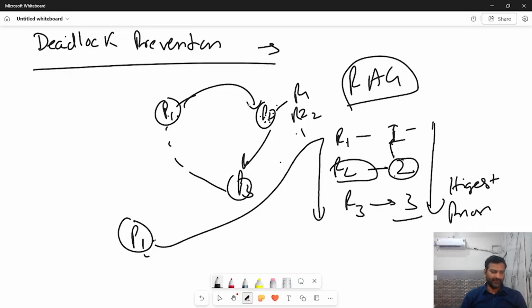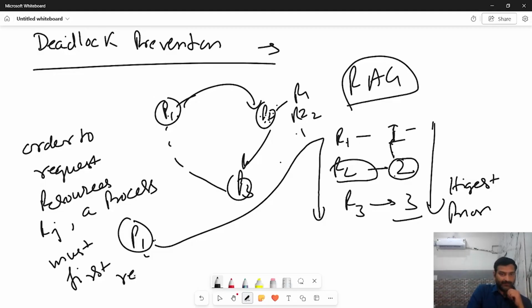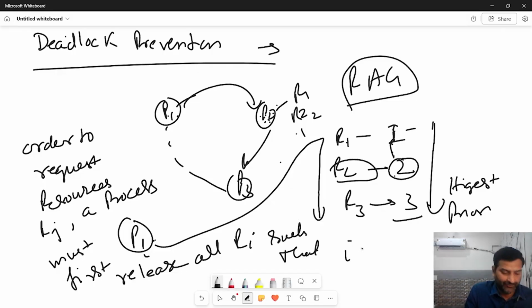So this is the meaning. In order to request resource Rj, a process must first release all Ri such that i is greater than or equal to j. This is the situation.